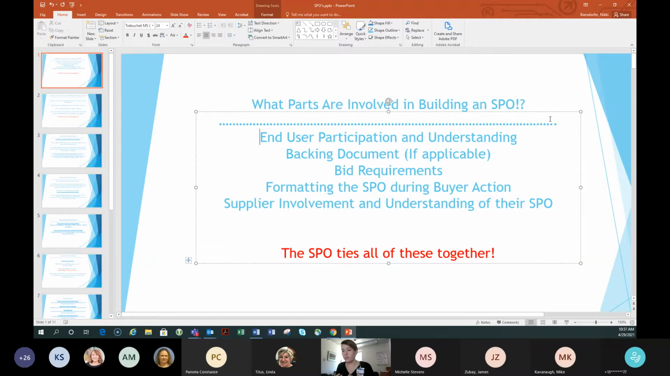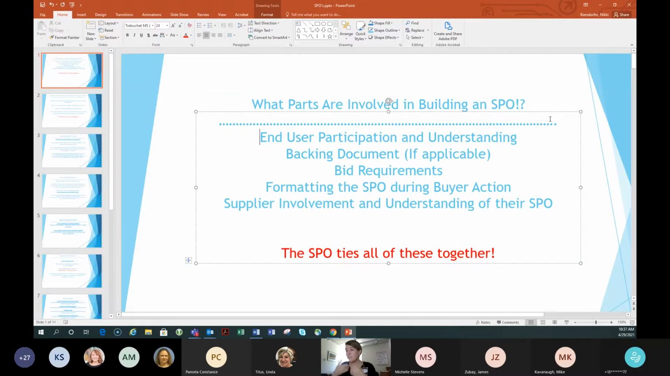A bid requirement is something totally different. Does this meet bid requirements, right? Do we have to bid this out? If we don't, that's fine. If we do, did we? Should we? Can we? All of those things are things you have to ask yourself about the SPO, okay?